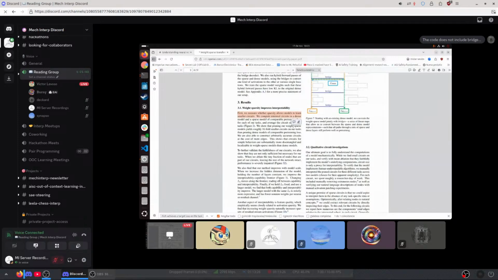Yeah, still trying to parse the math behind the bridges, the loss terms. The code says it does not include bridges, which is okay. They're probably going to publish a new paper on that, right? Or like what? It seems kind of... I mean, maybe it actually didn't work.